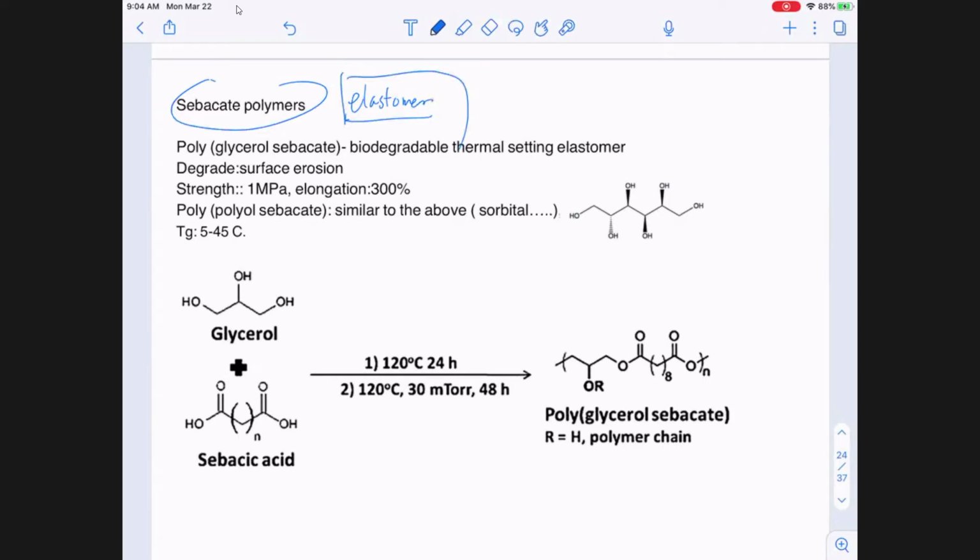Okay, elastomer. With OH groups and COOH, which is acidic. Okay, that's the base. They make a reaction, and they can link together. This one is not today's focus, but it's very useful. Glycerol and this acid can make a highly cross-linked polymer elastomer.